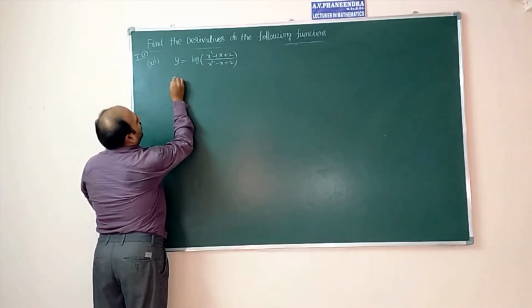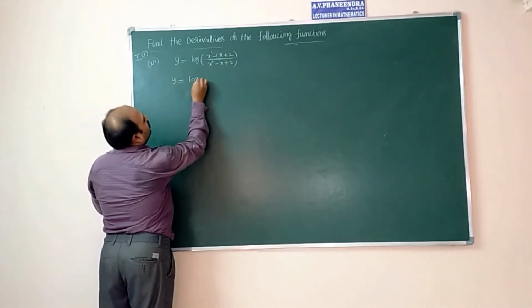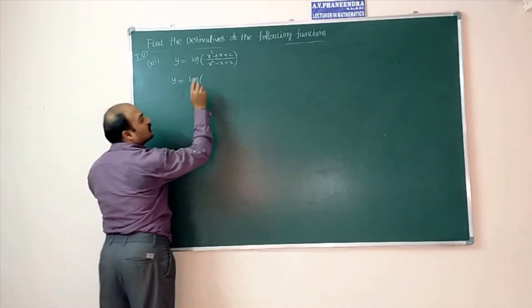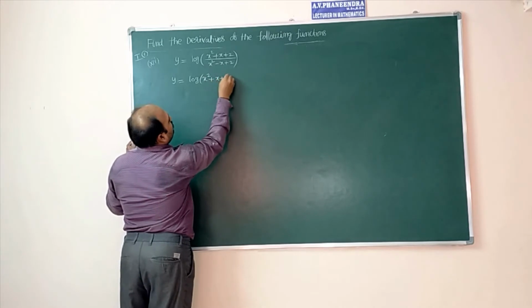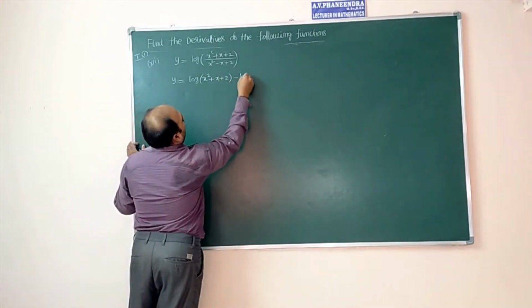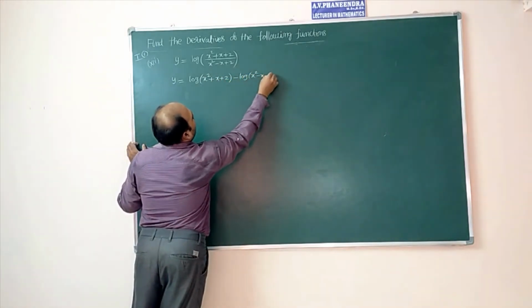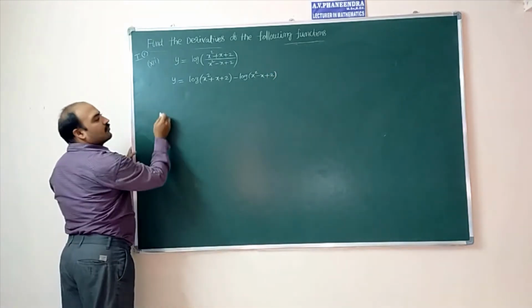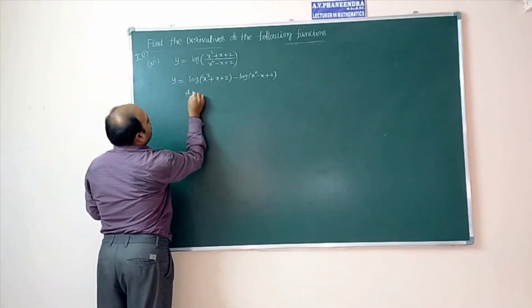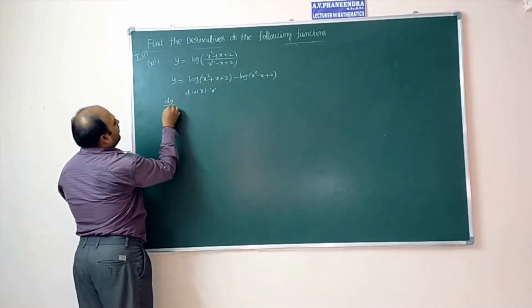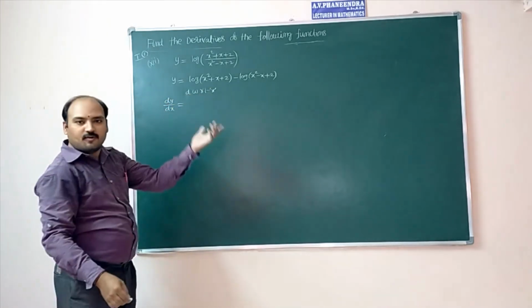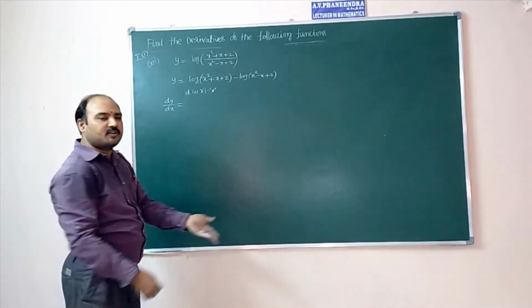So first, y equal to, we can write it by using the logarithmic properties. Log a by b means log a minus log b. So log of x square plus x plus 2 minus log of x square minus x plus 2. Now differentiate with respect to x. dy by dx equal to, for log f of x, 1 by f of x, and again f of x differentiate.